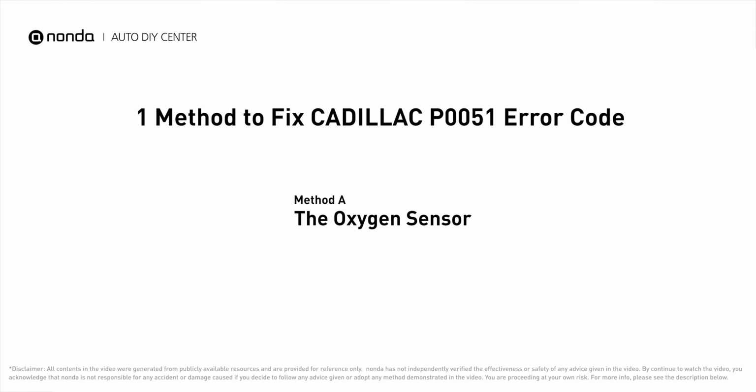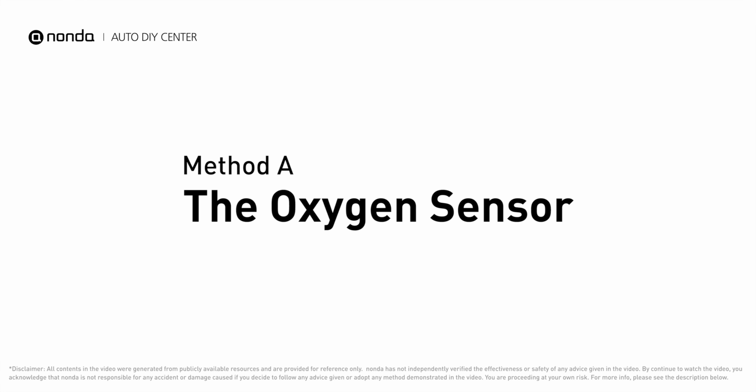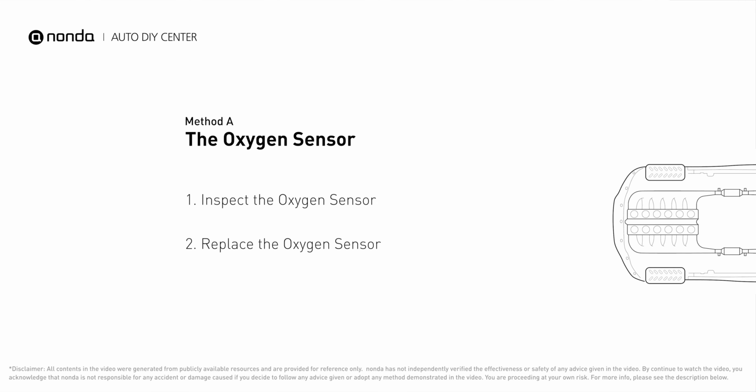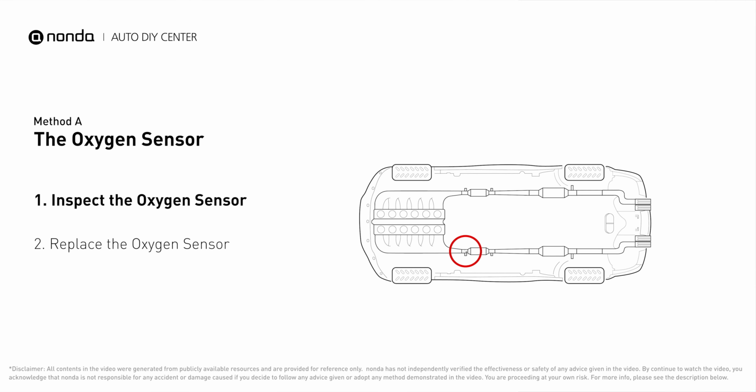Here is one of the most practical solutions to fix Cadillac's P0051 error code. Method A, the oxygen sensor. This oxygen sensor is located right before the catalytic converter. Bank 2 is on the side with the cylinder number 2. Sensor number 1 is usually the one in the exhaust manifold.